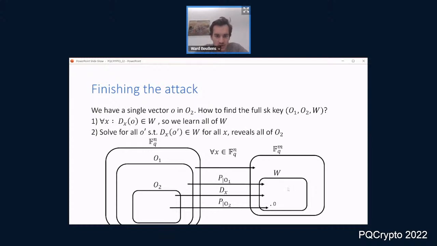And then once you know all of W, you can again use this property to solve for all the vectors such that dx of these vectors sit inside W for all x. So this is just solving a linear system, and this gives you all of the vectors in O2. And now, we know W and O2, so the only thing that we still need to find is the space O1.